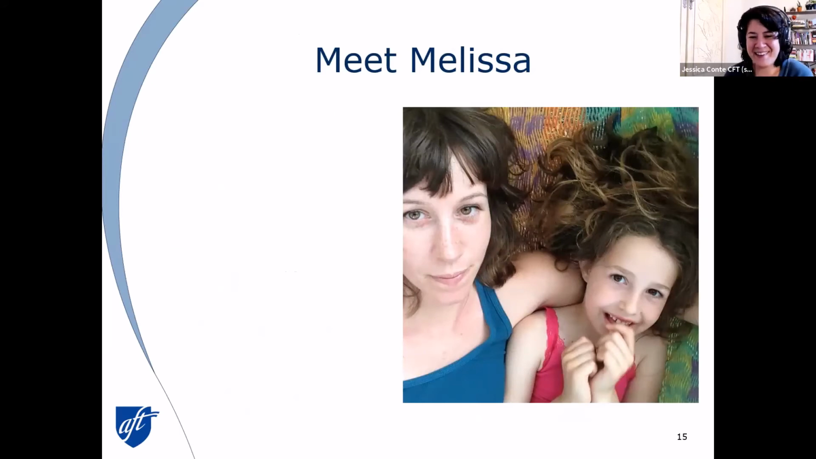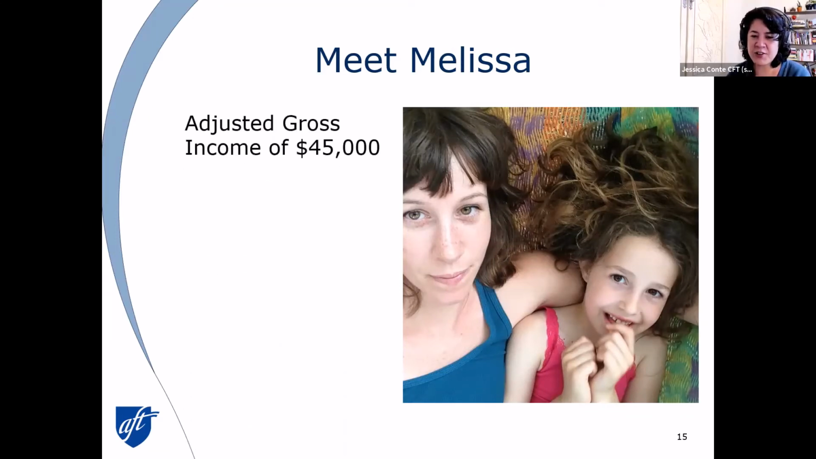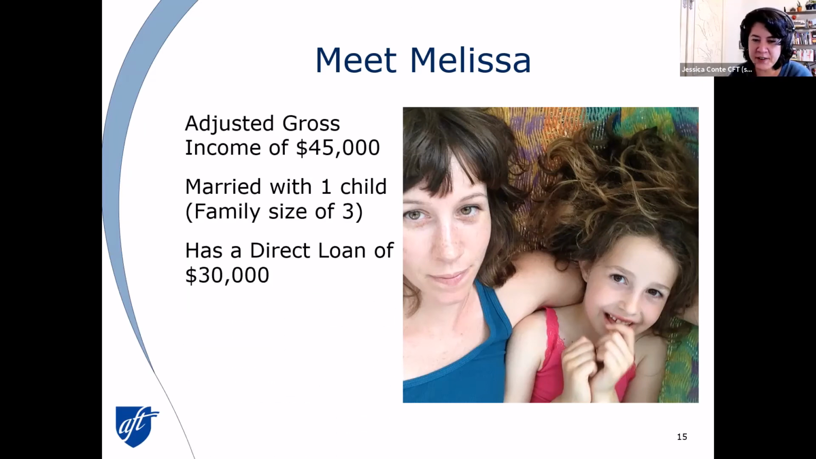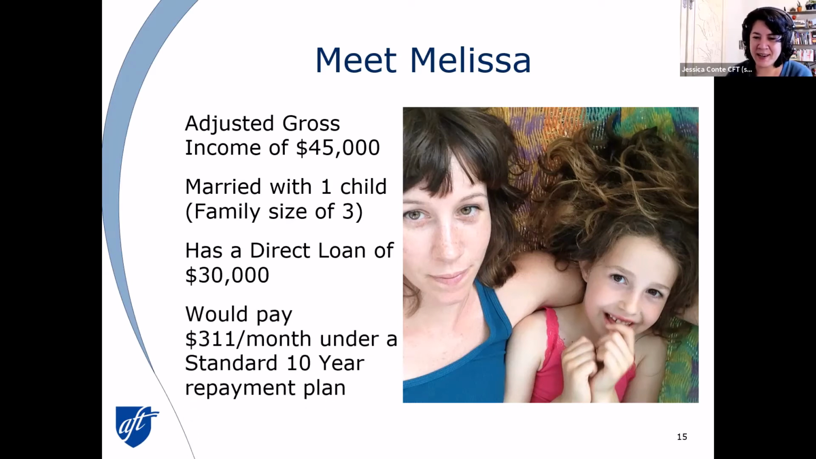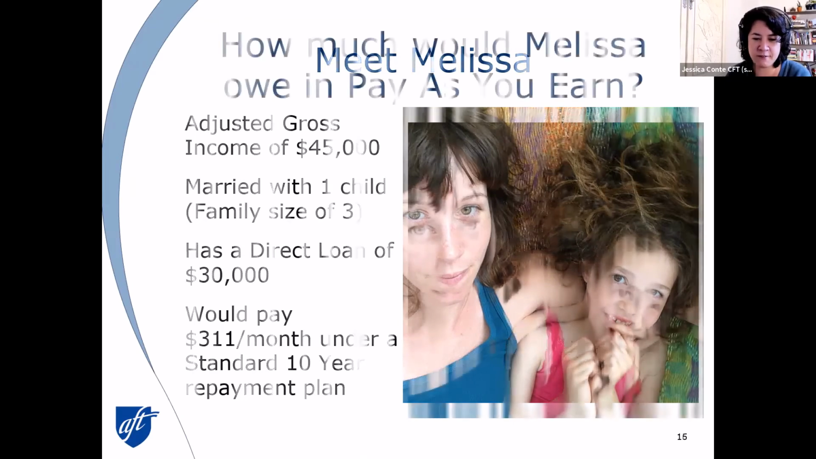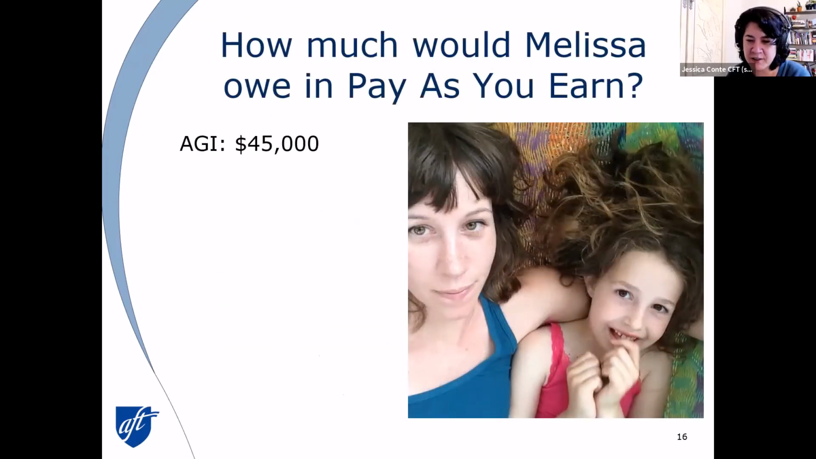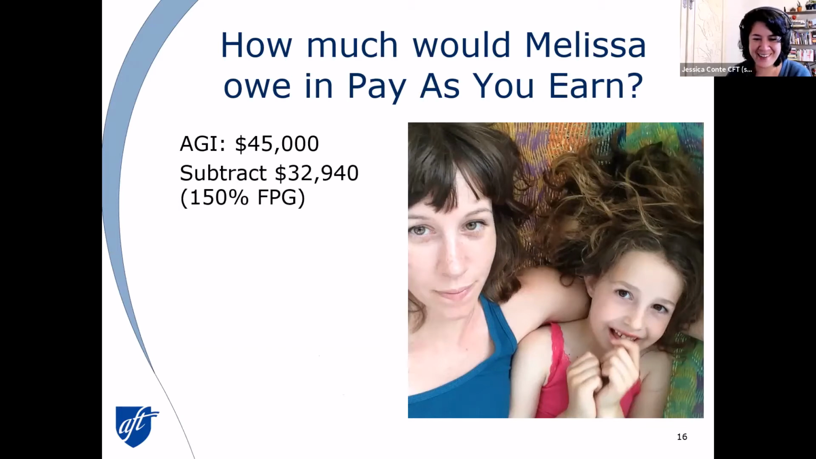Okay, we're going to look at another example here. So meet Melissa. Melissa is married with 1 child and is in a situation similar to Anna's. Her adjusted gross income is $45,000 a year, and she owes $30,000 on her direct loan after graduating last year. Under the 10-year standard repayment plan, as with Anna, she would have to pay $311 every month. However, she has 1 child, so for a family of 3, 150% of the poverty line is $32,940.